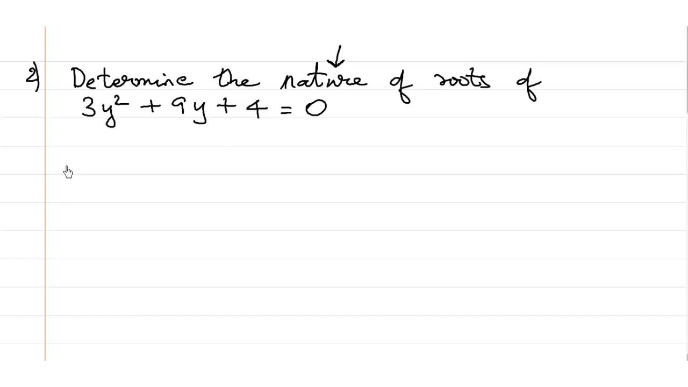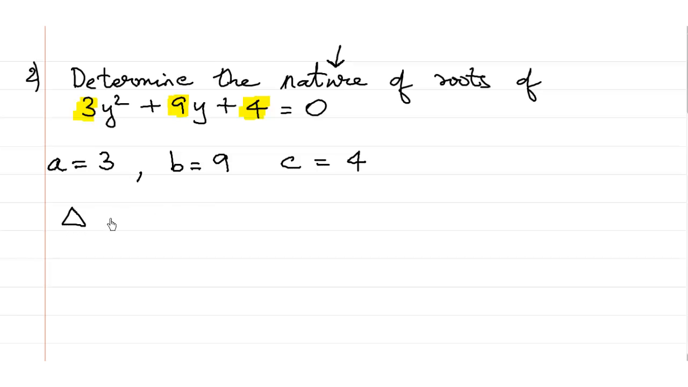So I'll directly start by stating that here the value of a is 3. We know this is already in the standard form. b is equal to 9 and c is equal to 4. First we need to write in the standard form, and then the coefficient of y square is a, the coefficient of y is b, and the constant is c.